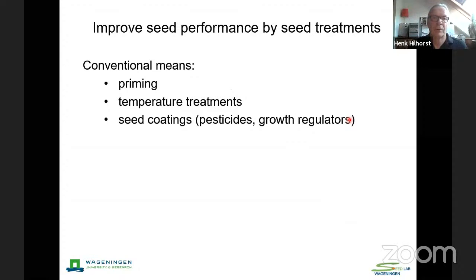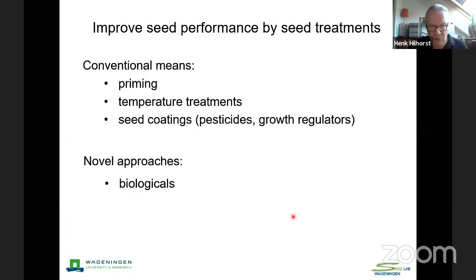Finally, you can also improve seed performance by seed treatments. Conventional means, you may have heard of it, seeds can be primed. Seed companies do that a lot. Seeds may be treated by different temperature treatments, or seeds may be coated. So you add pesticides or growth regulators to the seed for better performance in the field. But nowadays, a novel approach is to use biologicals. And that is where the future of applied seed science will be for the next 10 years or so.